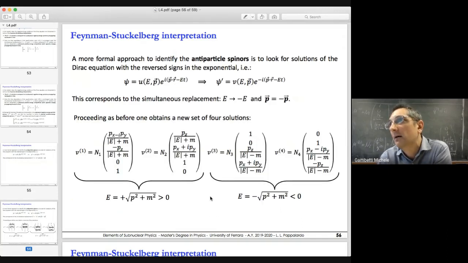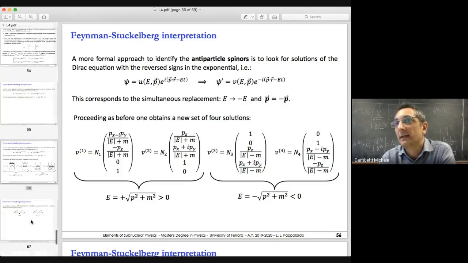So what we have now, we can solve again the Dirac equation with this kind of solution, and we will obtain a new set of 4 solutions now for antiparticles. So the V1, V2, V3, and V4, just following the same steps. And again, the V1 and V2 will be positive energy solutions, and V3 and V4 will be negative energy solutions. So let's put everything together.